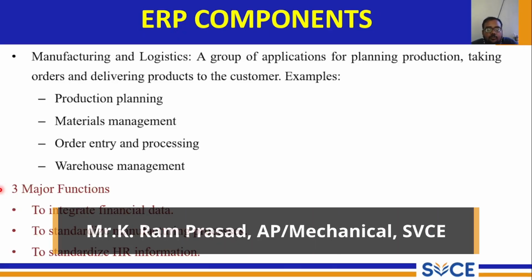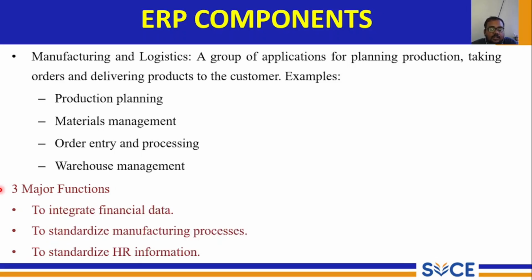The third component is manufacturing and logistics, where the production planning, material management schedule, order entry, order processing, or how much of order have come in, inventory control, all those steps come under this category, inclusive of the warehouse management, which is also a part of this manufacturing component. So three major functions of this manufacturing logistics is to integrate financial data. The manufacturing process has to be standardized, and the HR information has to be standardized as well. So these are the key important functions of an ERP system.